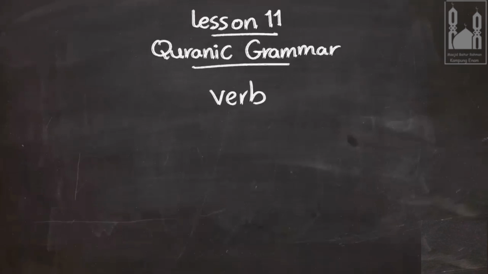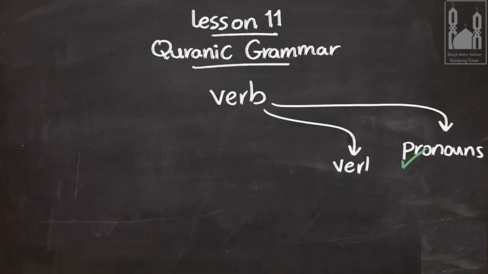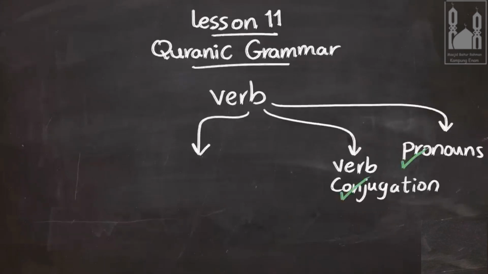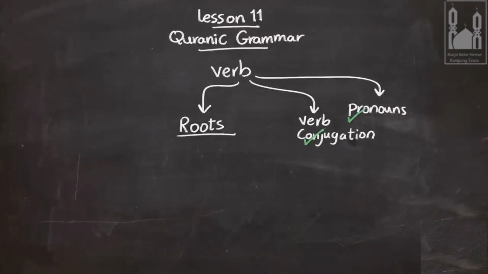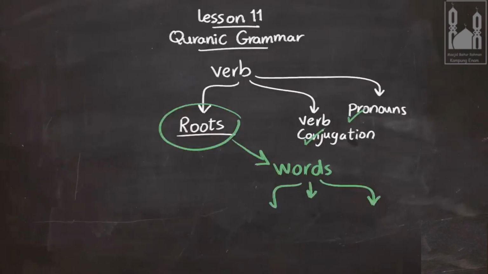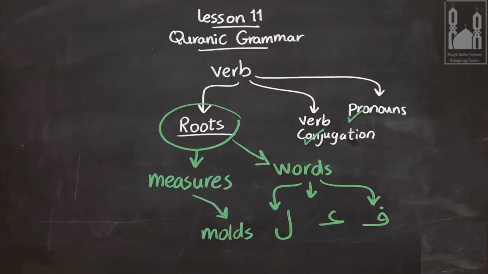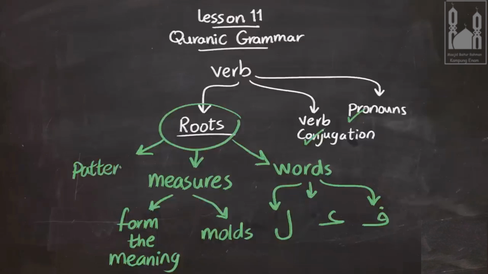Last lesson we were introduced to some of the most fundamental concepts of Arabic morphology. We understood the concept of verb roots and that all words including verbs go back to a three-letter root. We also learned that the measures of words are like molds and that each of these measures contributes to forming the meaning of the word. And most importantly, we understood what a pattern of a verb is.